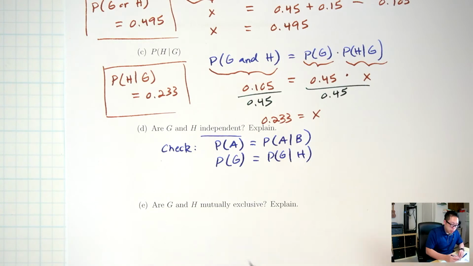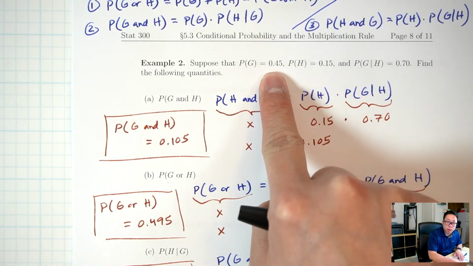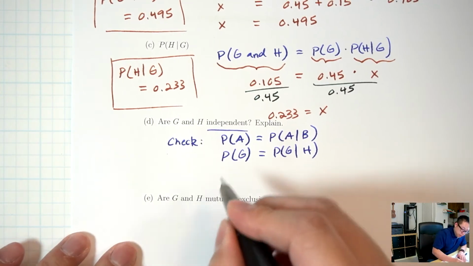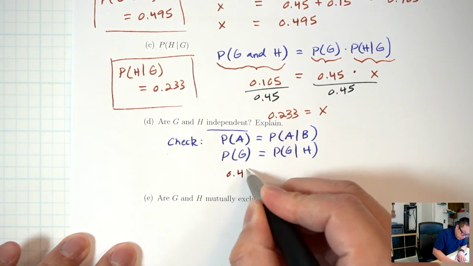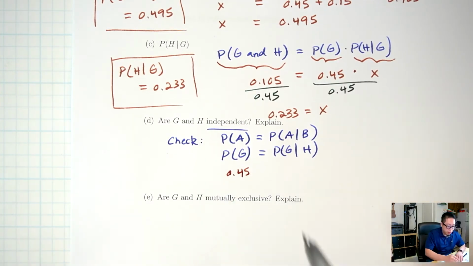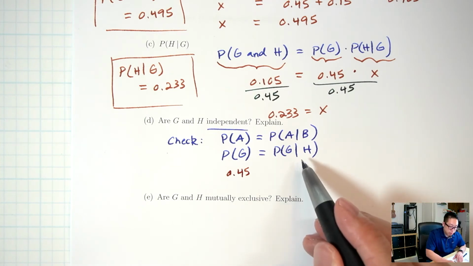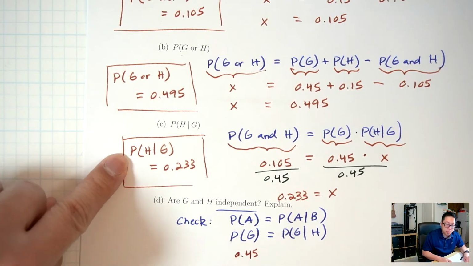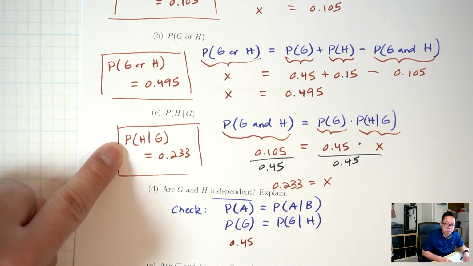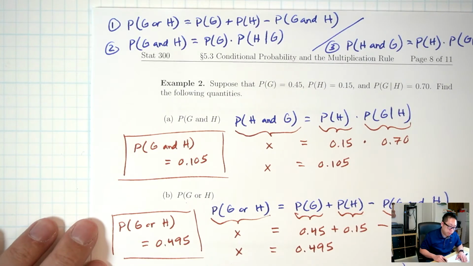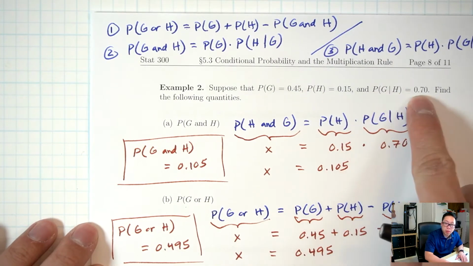So left side, probability of G, we know is 0.45. G given H, that's not it, that's the wrong order. G given H, 0.70.